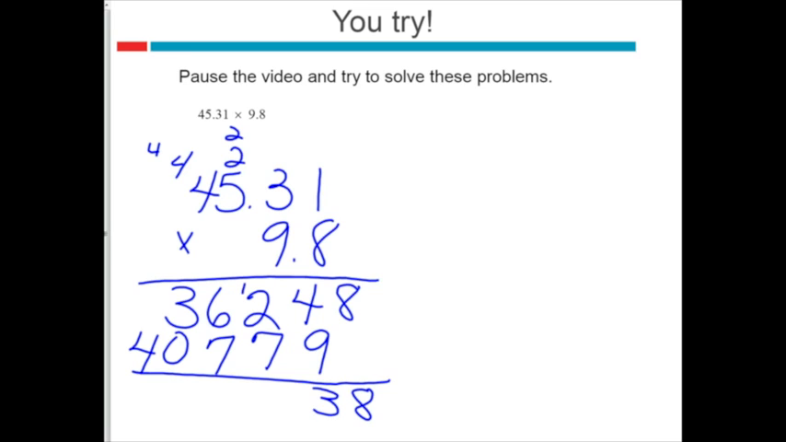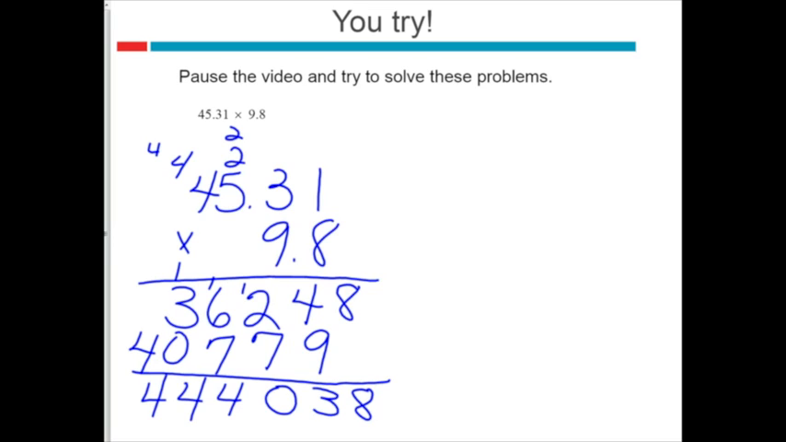4 plus 9 is 13, and carry the 1. 2 and 7 and 1 is 10. Carry the 1. 7 and 6 and 1 is 14. Carry the 1. 1 and 3 and 0 is 4. And we have 4. So we have this set of digits, and we just have to determine where we put the decimal point in our result.